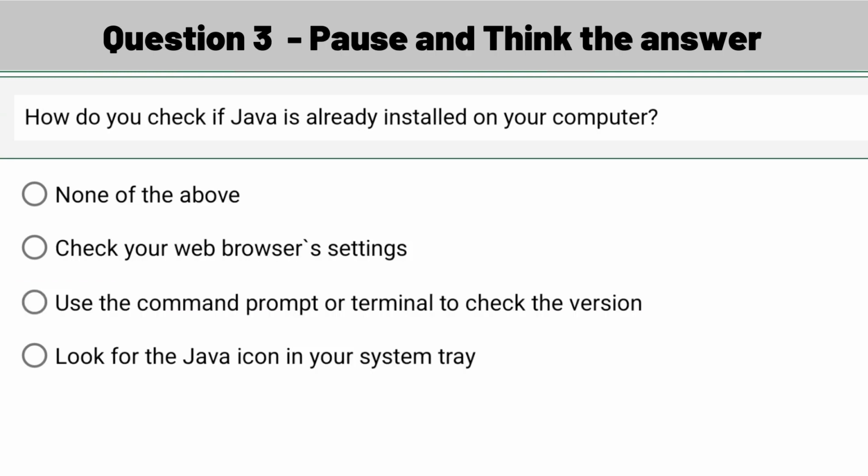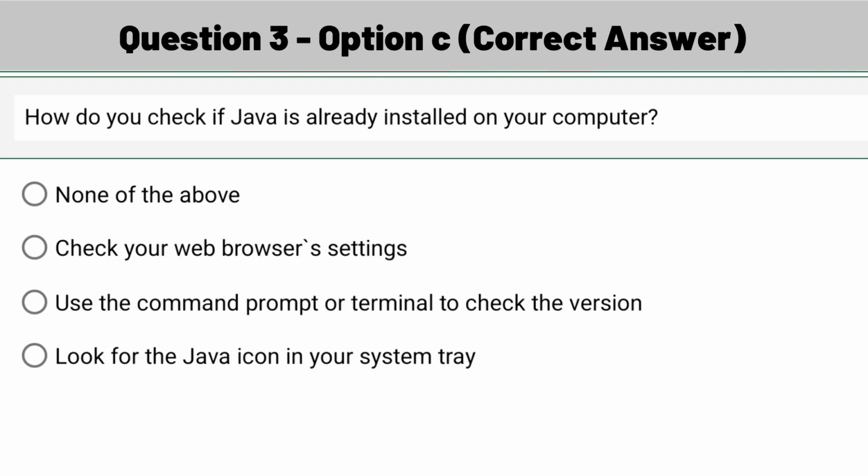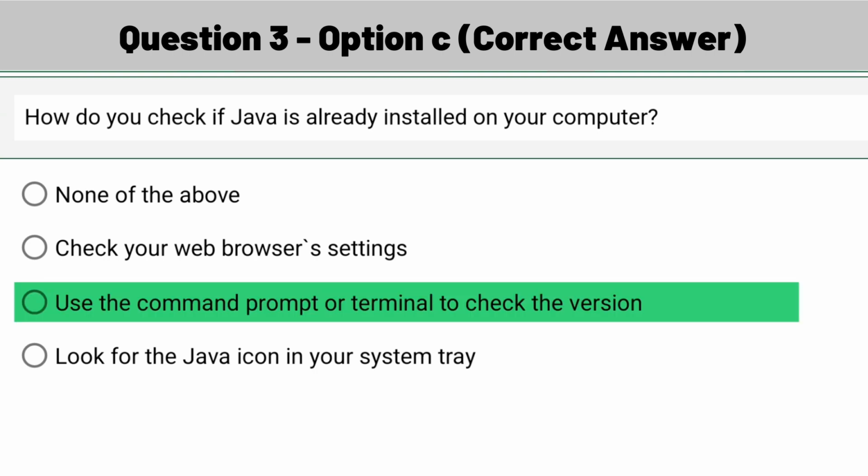Question number 3. How do you check if Java is already installed on your computer? Option A, none of the above. Option B, check your web browser settings. C, use the command prompt or terminal to check the version. Option D, look for the Java icon in your system tray. The correct answer is option C, use the command prompt or terminal to check the version.